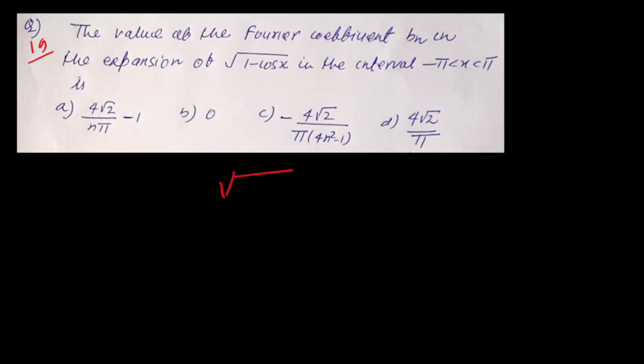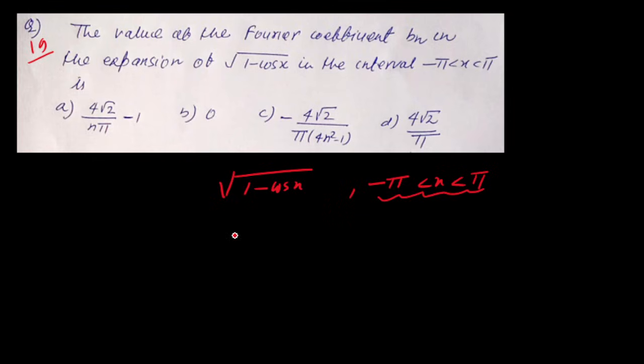The function that is given is 1 minus cos x, and the interval that is given is minus pi to pi, of length 2 pi. If we have this kind of interval, we should always think first whether we can somehow reduce this function, or see this function as an even or odd function.